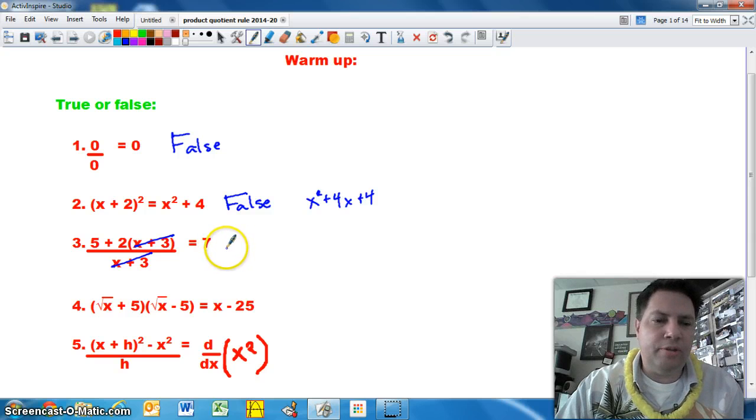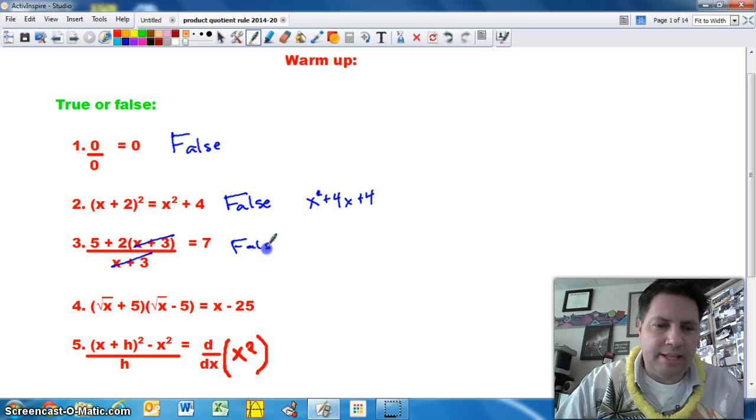Do you agree that number 3 is true? Do you? I don't. That's math jail right there. I only canceled from one term. If you're going to divide x plus 3 out, you have to divide it from everything, so that is false. Number 4.